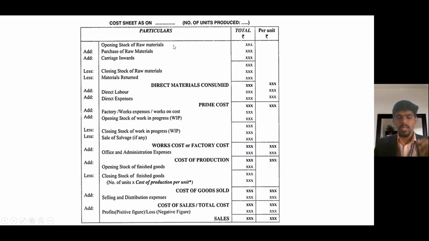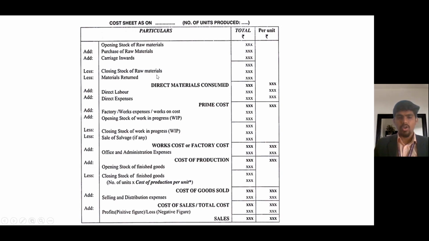Opening stock of raw materials means the previous year's closing stock is taken as the opening stock, that is, the stock available with us in the new year. Next, we need to add any purchases of raw materials made during the year. Then carriage inwards, meaning any materials or spare parts purchased, will be added here. Altogether these are added to the opening stock of raw materials.